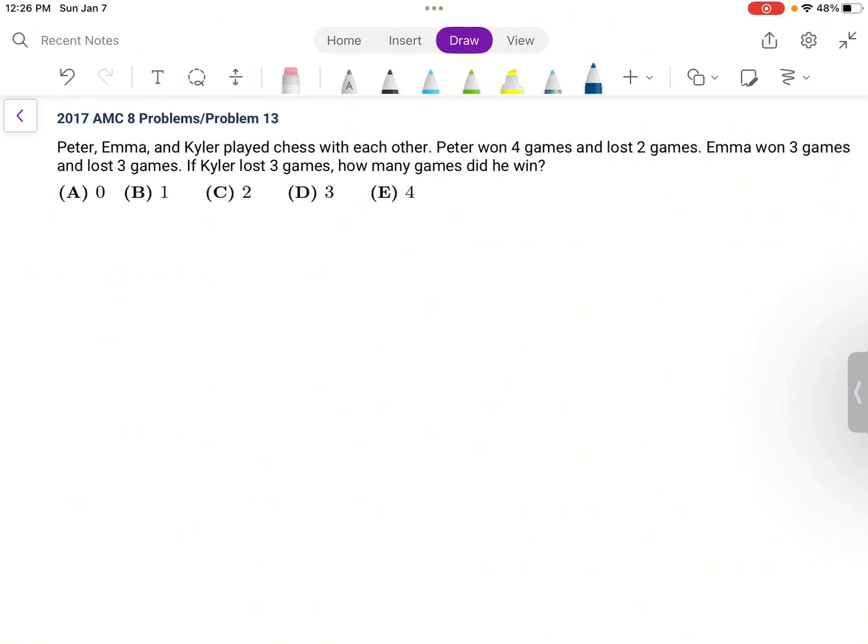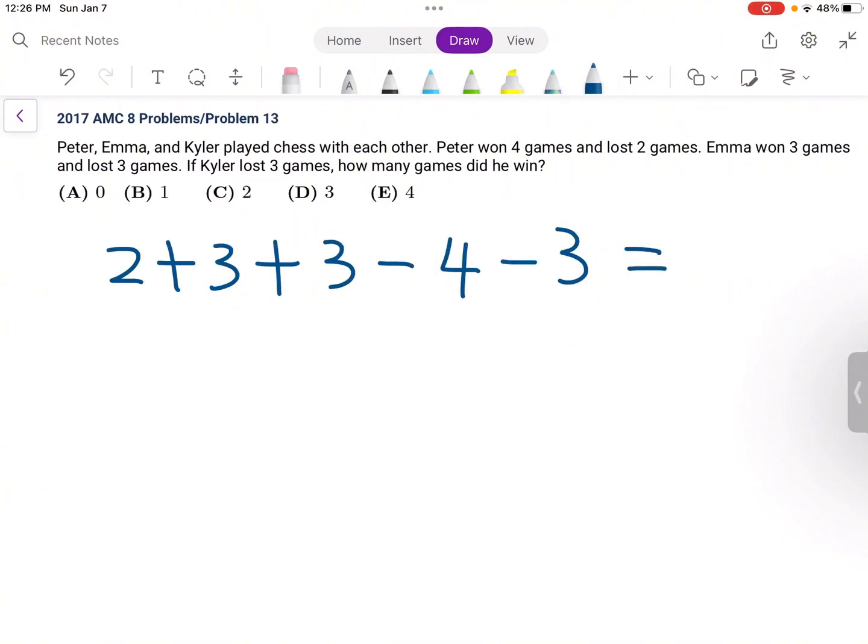That's Peter lost 2 plus Emma lost 3 plus Kyler lost 3. Subtract the 4 games Peter won and subtract the 3 games Emma won. That will equal the games Kyler won. And that equals 8 subtract 7 equals 1.